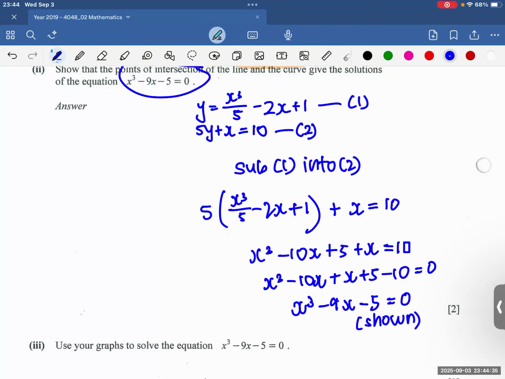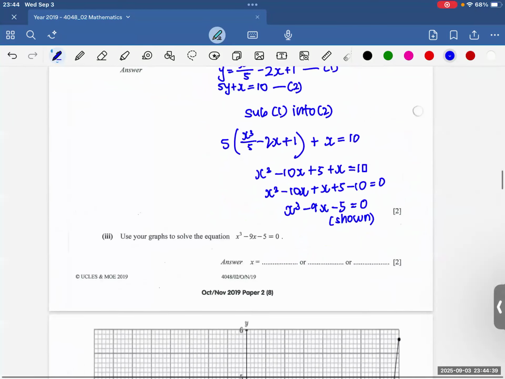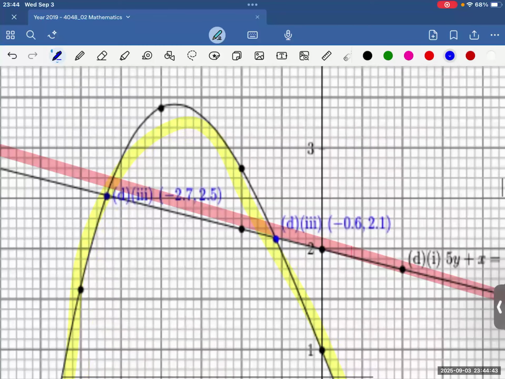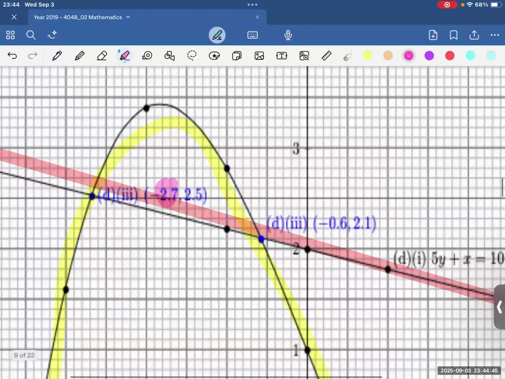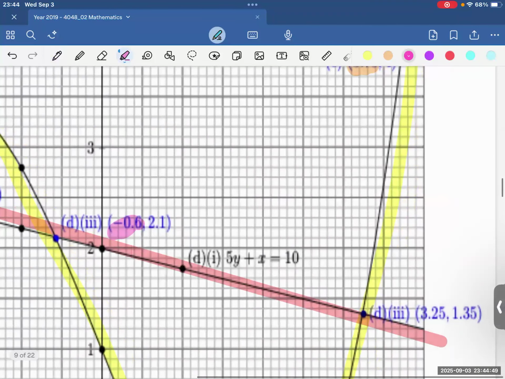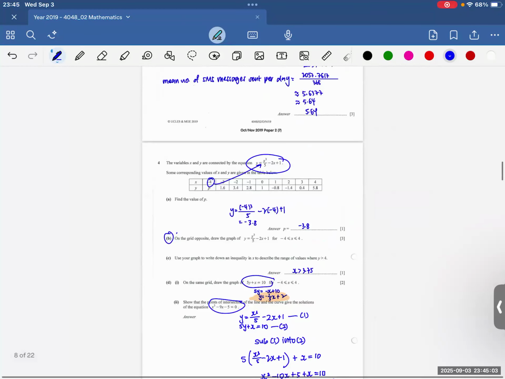Okay, so now they want us to use our graph to solve the equation. Basically, all your x values are here: -2.7, -0.6, as well as 3.25. Of course, your answers may vary a little depending on how you drew your line, but as long as your answer doesn't deviate too much, it should be fine. Okay, so these are the solutions for question 4.